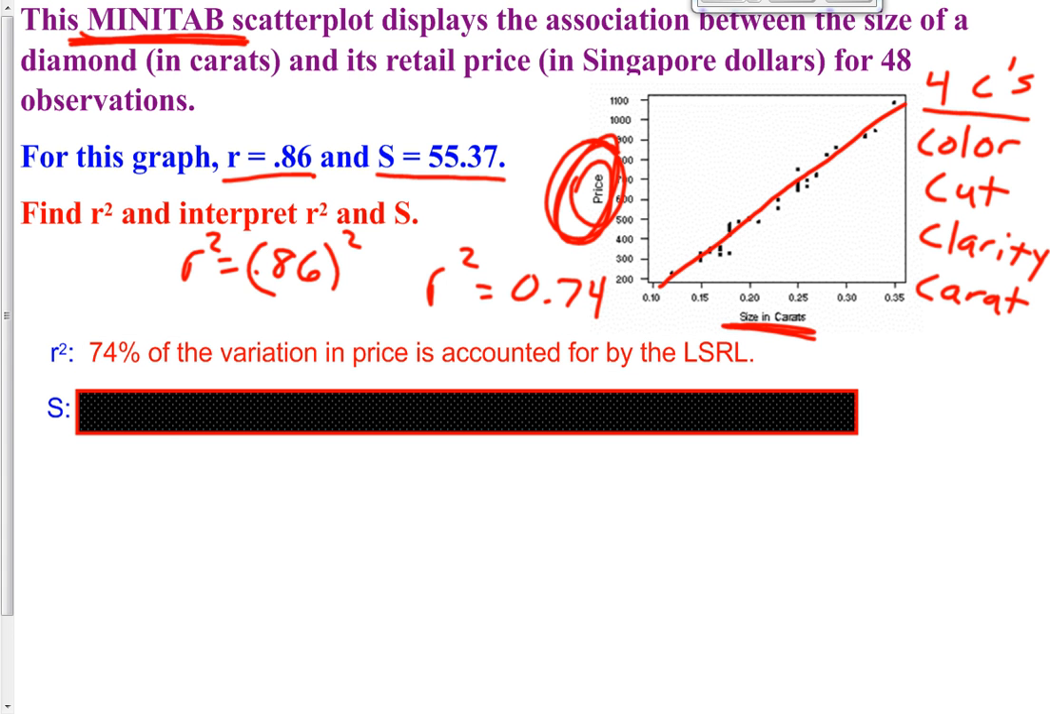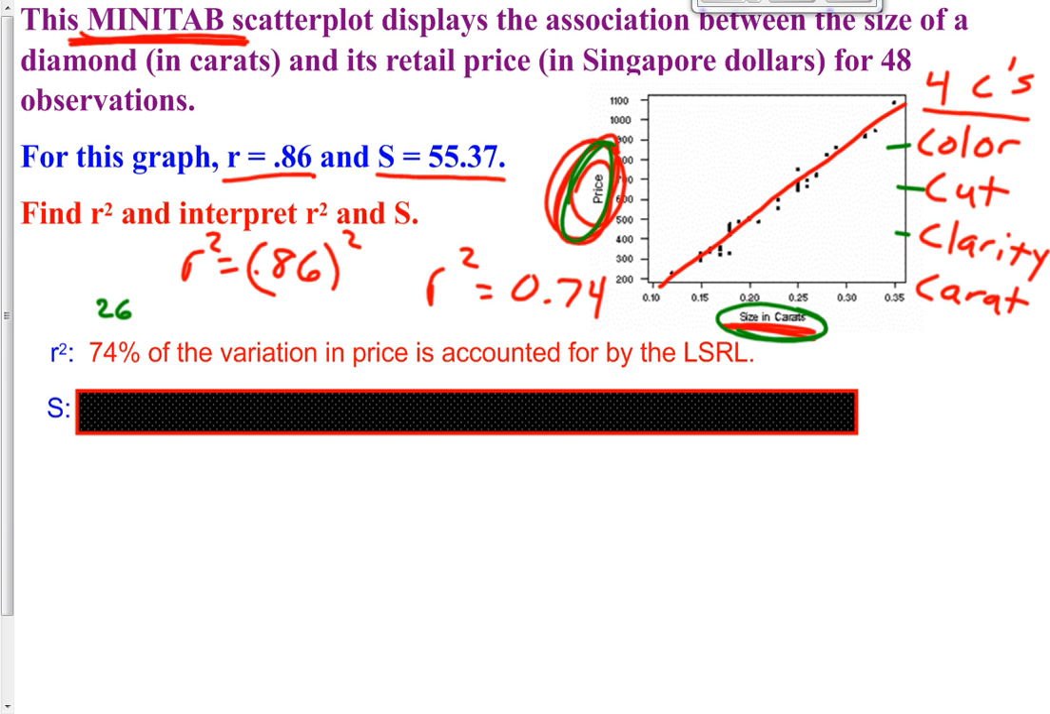So that means that the 26% that are left, those reasons could also affect the price of the diamond: the color of the diamond, the cut of the diamond, the clarity. 74% of the reason why the price goes up is because of the size of the diamond. The other factors that determine how much the diamond is worth could be other factors besides just the size of the diamond.